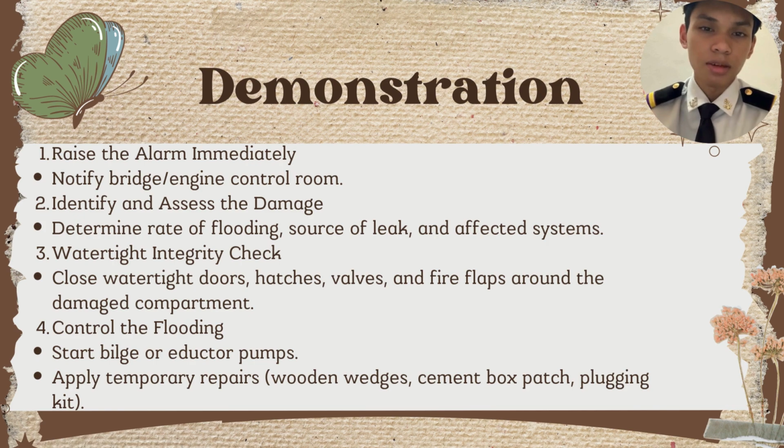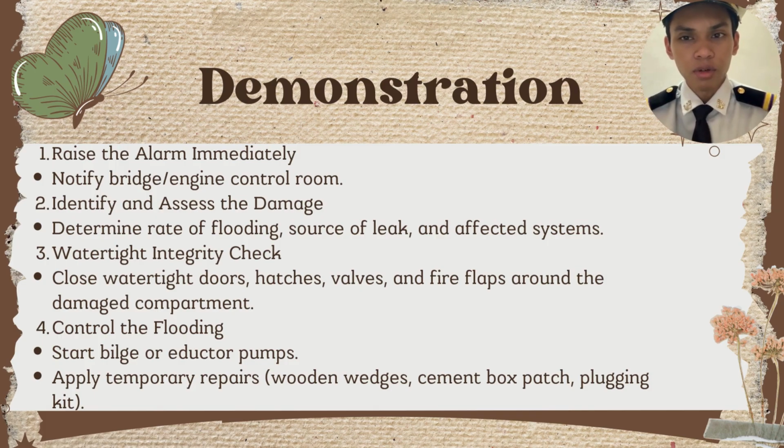So there are 8 steps. We'll go over the first 4, which is raise the alarm immediately. This is to make sure that we can notify the bridge or control room of the current situation. Next is to identify and assess the damage. We have to determine the rate of flooding, source of leak, and the affected systems so we can know what to repair. Next is the watertight integrity check.